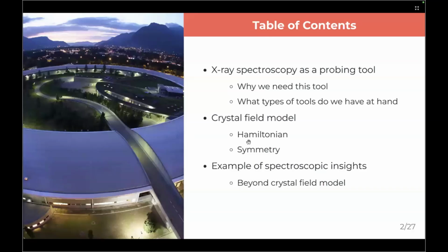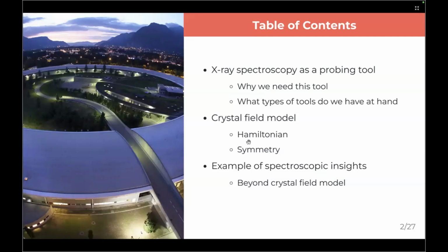Today's talk, I will mainly talk about three main aspects. The first part, I will introduce briefly why we need X-ray spectroscopy, how we can use it to decipher the material properties. And then the second part is, after we have such measurement or experimental spectroscopy, how we should interpret the results. And the third part, I give an example of the insights given by such spectroscopic characters.